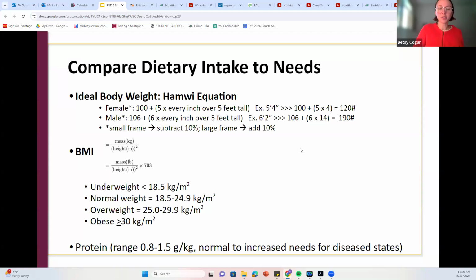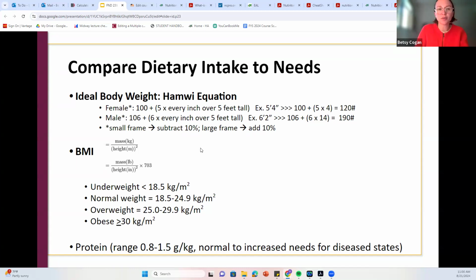Depending on their frame, so are they a larger person or a smaller person naturally, based on their body size, we would increase this ideal body weight by 10% or reduce it by 10% depending on their frame size. So are they petite or are they on the bigger side of the equation? This would change their ideal body weight. So that's one factor that we want to consider before we estimate energy needs.